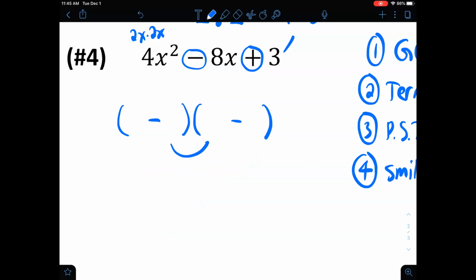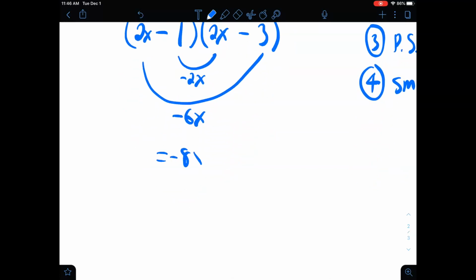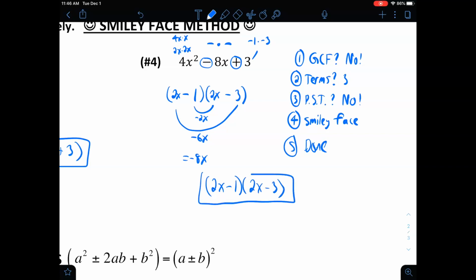So we probably need to use 2x and 2x for this one. So let's go ahead and do that. 2x and 2x. Now let's figure this out. We got negative 1 times 2x is negative 2x. 2x times negative 3 is negative 6x. That's going to equal negative 8x. We got the right thing. So we're done. So it's 2x minus 1, and 2x minus 3.